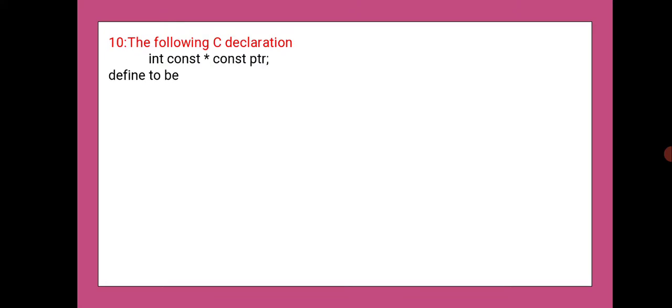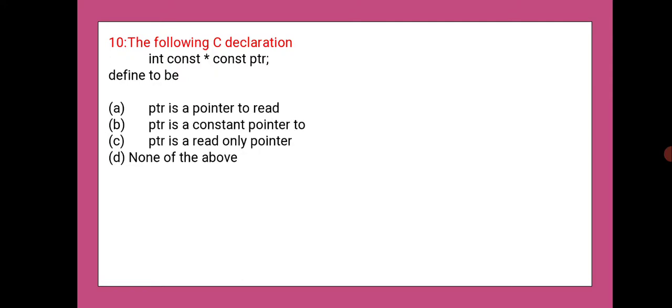Let's see one more declaration. Int const pointer, const int pointer ptr, is defined to be what? A. ptr is a pointer to read only int. B. ptr is a constant pointer to int. C. ptr is read only pointer to constant. D. None of the above.